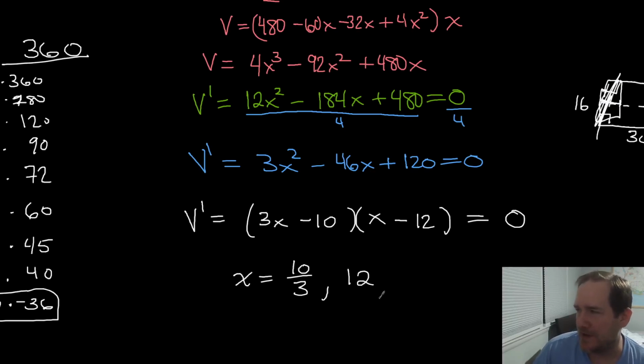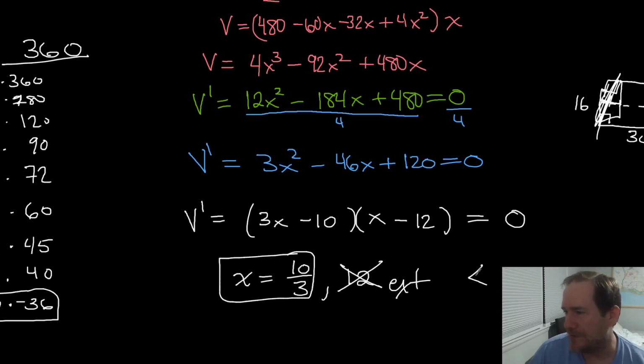So this 12 has got to go, because we've got this naturally restricted domain that says the length of side of our squares has got to be less than 8. 12 doesn't fit that bill. 12 is bigger than 8, so 12 is extraneous. But our 10 thirds looks promising, so promising that I might even test it on a number line.